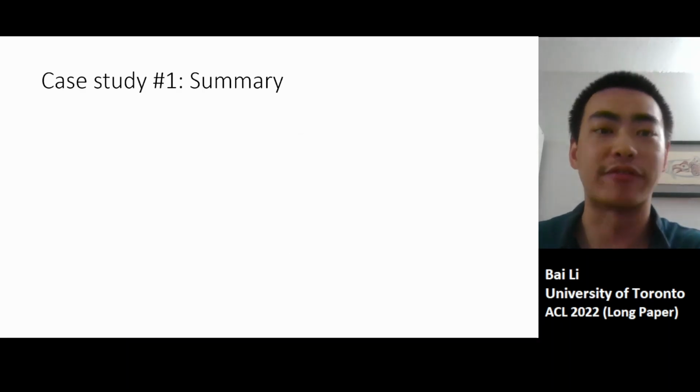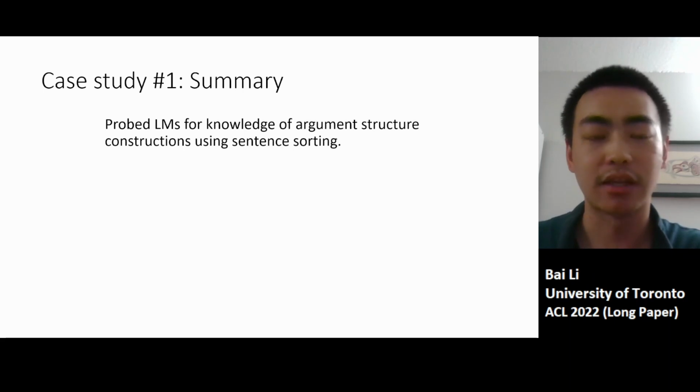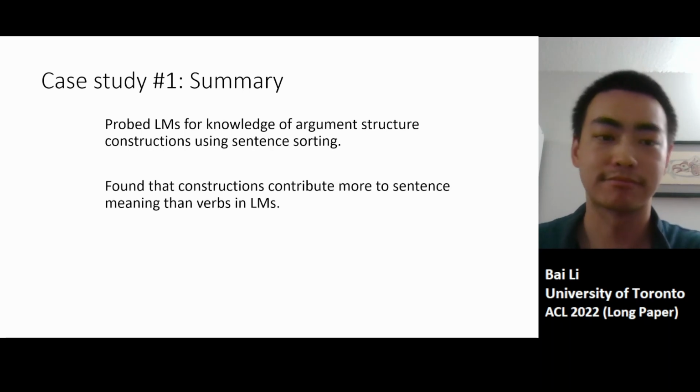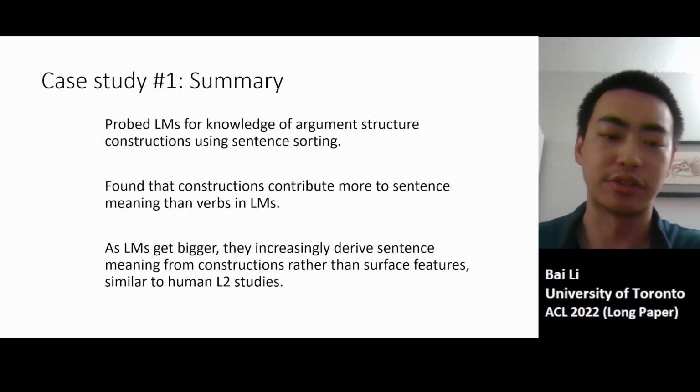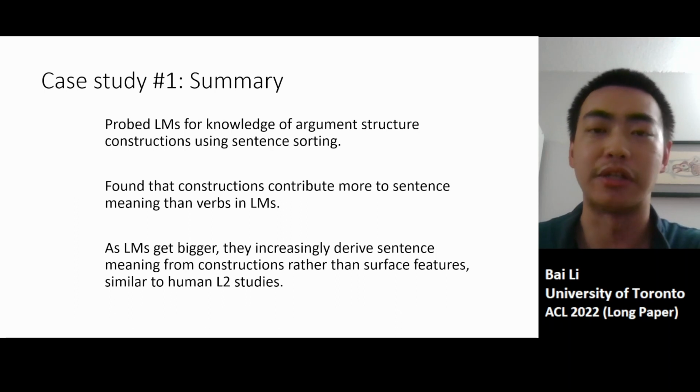Let's summarize what we have done for this study. So we have probed language models for knowledge of argument structure constructions using a sentence sorting setup. We found that the constructions contribute more to sentence meaning than verbs in these language models. And furthermore, as language models get bigger and bigger, they more and more derive the sentence meaning from constructions rather than surface features. And this is very similar to the human studies on second language learners.